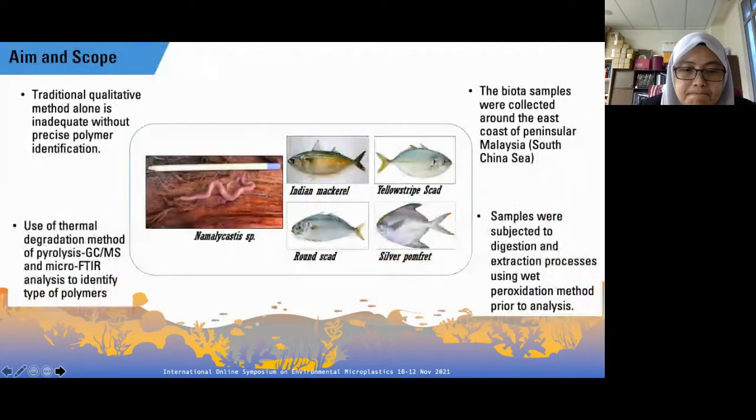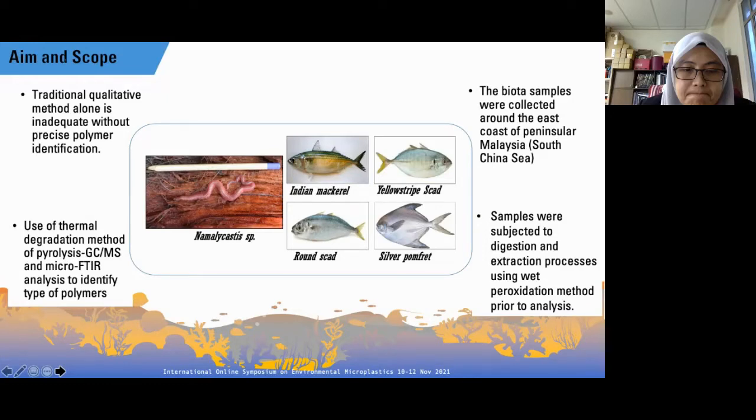So, in our approach, we know that traditional quantitative methods alone, such as physical sorting alone, are not enough without the support of chemical analysis to be able to identify and analyze the polymers associated with the microplastics. So you won't really know whether it is organic, inorganic, or polymer, etc.